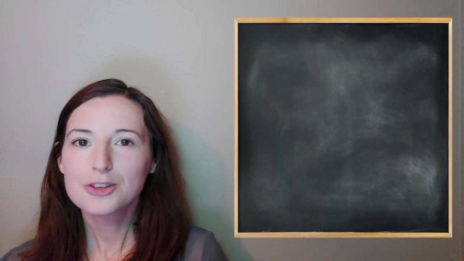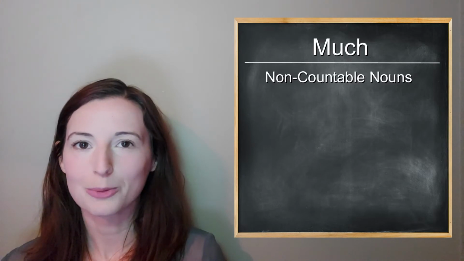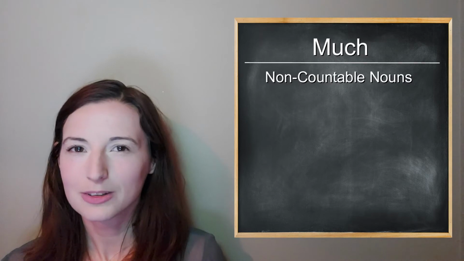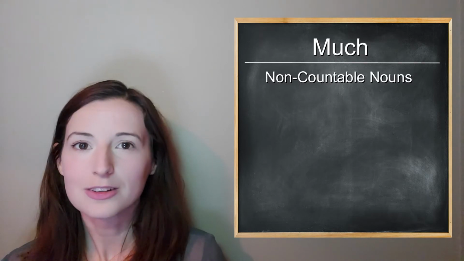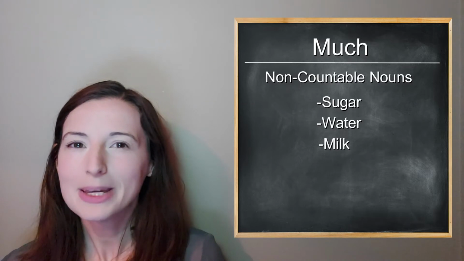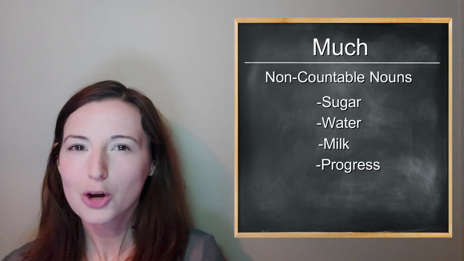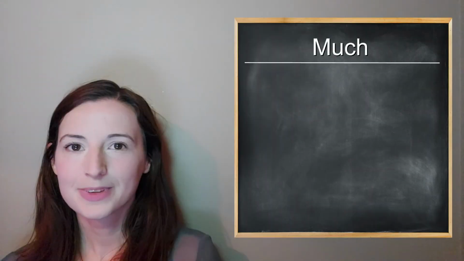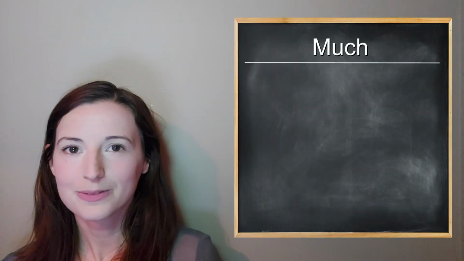use much and many. Much is used with non-countable nouns. These are nouns that can't reasonably be counted. They can be concrete, like sugar, water, milk, or they can be abstract, like progress, information, work. The important thing is that you can't reasonably or easily count them. Let's take a look at some examples.